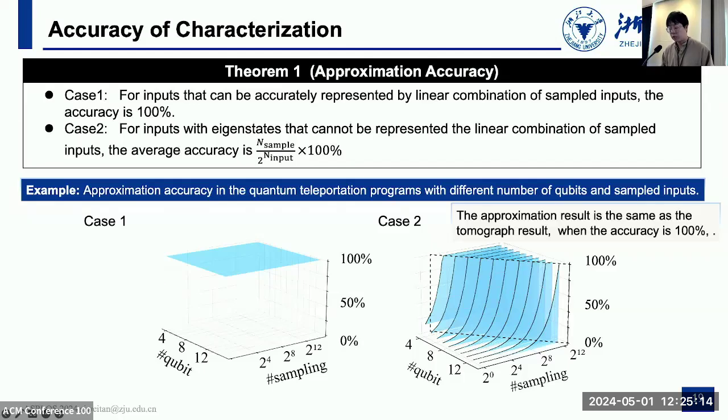And for inputs whose eigenstate cannot be represented in this linear basis, the average accuracy is the number of sampled inputs divided by the dimension of the space. We present an empirical result in the quantum teleportation program, and the result matches our theorem.